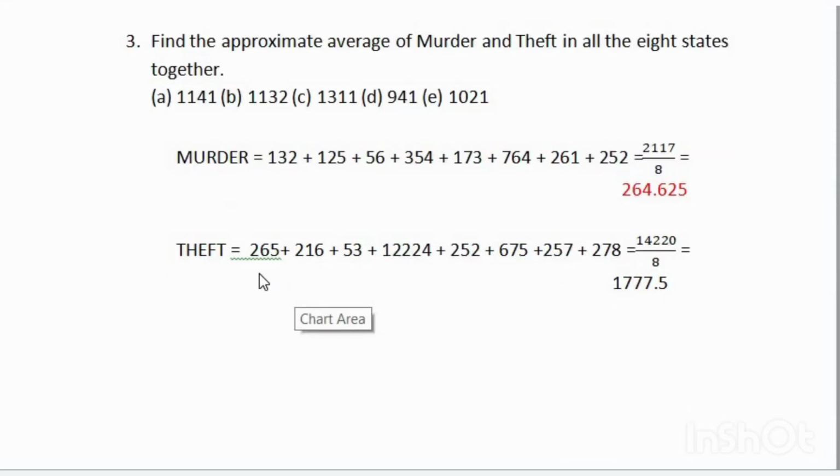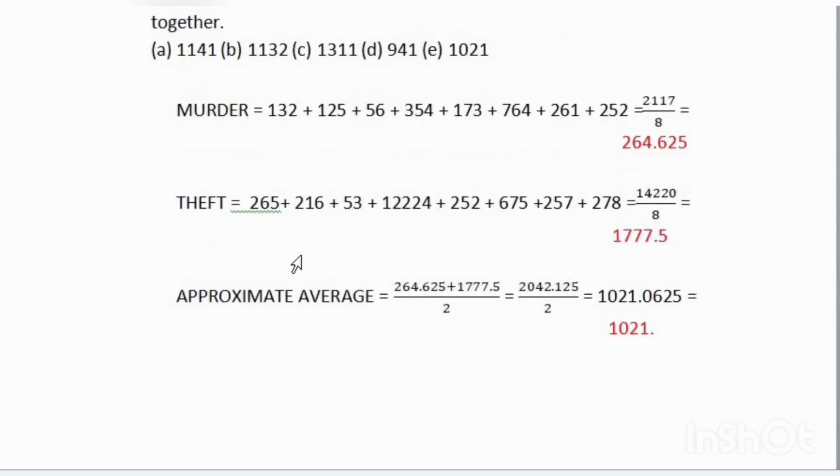Now, the average of theft cases: adding all the numbers which are given in the table and dividing it by 8, you will get the answer as 1777.5. The question is to find out the approximate average of murder and theft cases, right? So the approximate average of these two is 264.625 plus 1777.5 divided by 2, since these are two cases, murder and theft. So on adding, you will get 2042.125 divided by 2, which is 1021.0625.